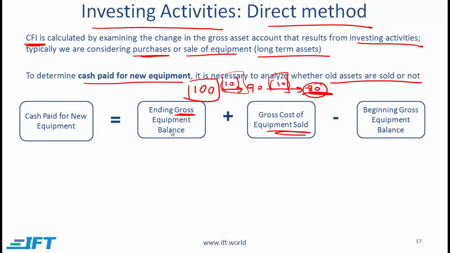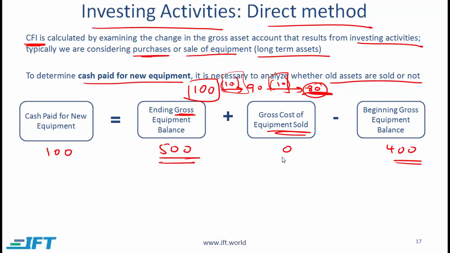If the ending gross equipment balance is 500 and the beginning gross equipment balance is equal to 400, then this obviously means that the cash paid for new equipment must be 100, assuming of course that nothing was sold during the year. You take the end number, subtract the beginning number, and the difference has to be explained by how much cash was paid for the new equipment.